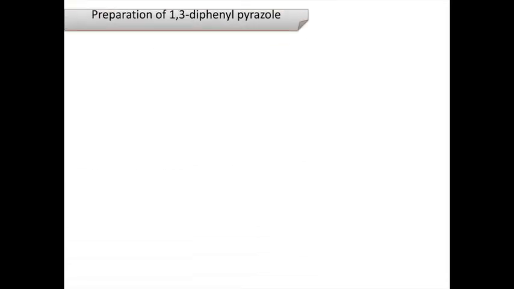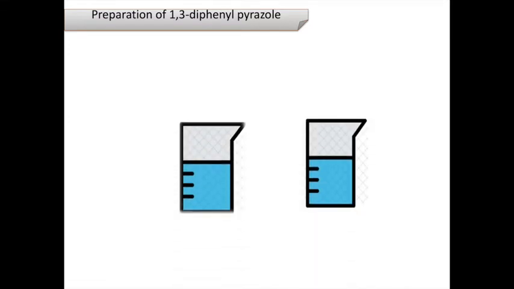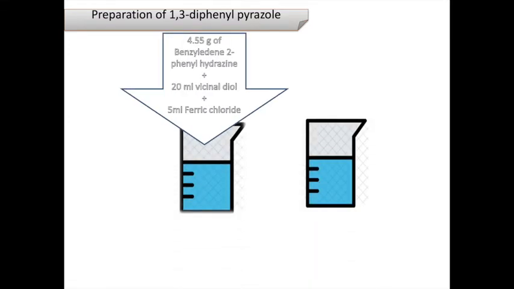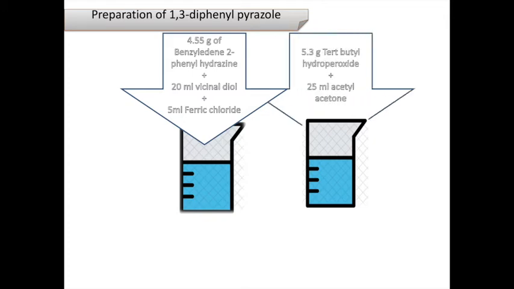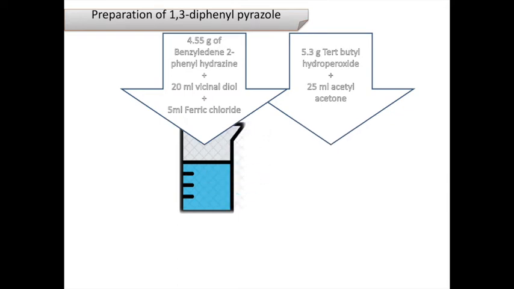Moving to the preparation. For the preparation of 1,3 diphenyl pyrazole, first of all we take 2 beakers. In the first beaker we add 4.55 gram of benzylidene 2-phenylhydrazine, 20 ml of vicinal diol and 5 ml of ferric chloride. In another beaker, we add 5.3 gram of tertiary butyl hydroperoxide and 25 ml of acetyl acetone. We have to solubilize and mix well, and after that we add the content of the second beaker to the first beaker.